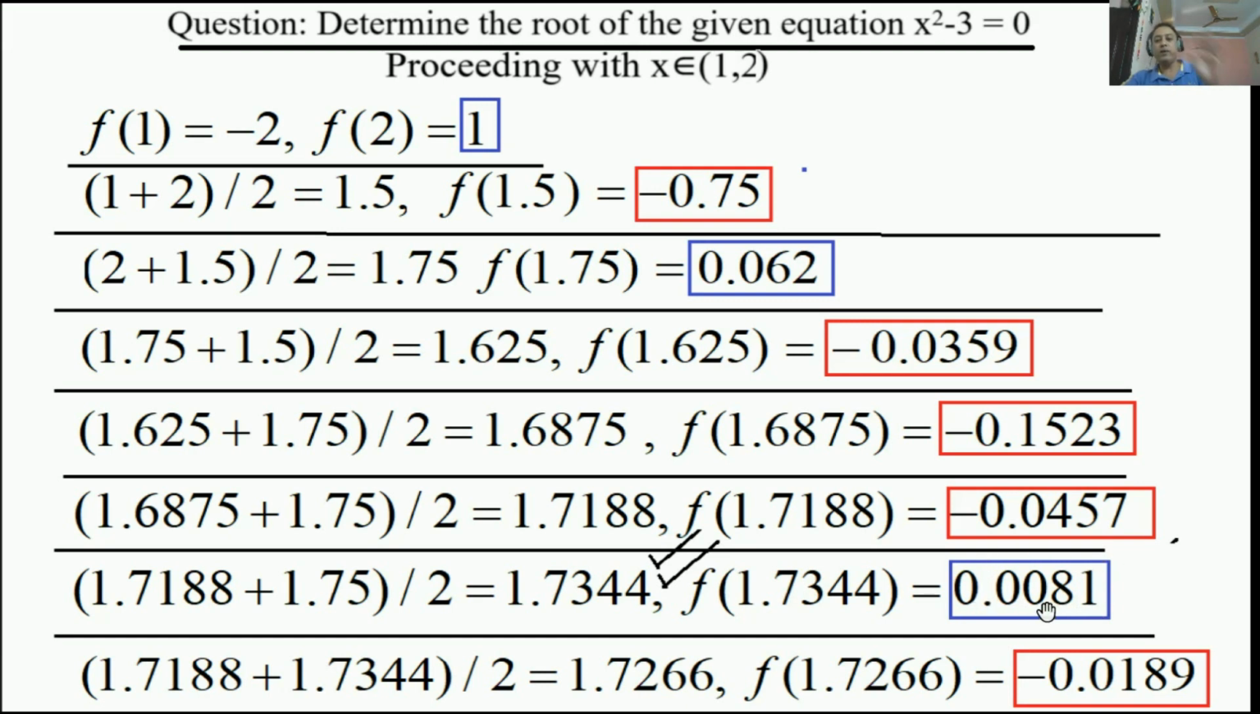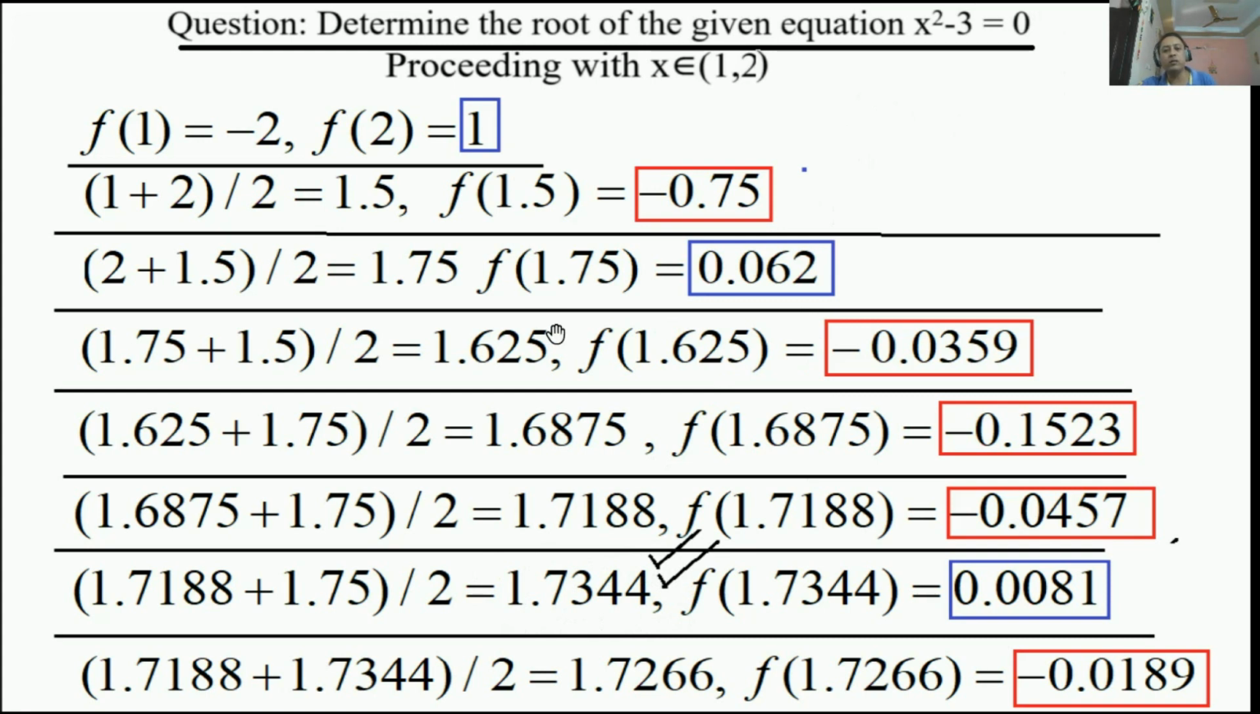So approximately I am very close to the answer, but I will do one more iteration. The closest number to 1.7344 for which f(x) is negative, because this number is positive, is 1.7188. So I am taking the average of the two and getting 1.7266. So f(1.7266) is minus 0.0189, which is less accurate than this 0.0081. So taking 1.7344 as the answer, this is the approximate solution to this problem.